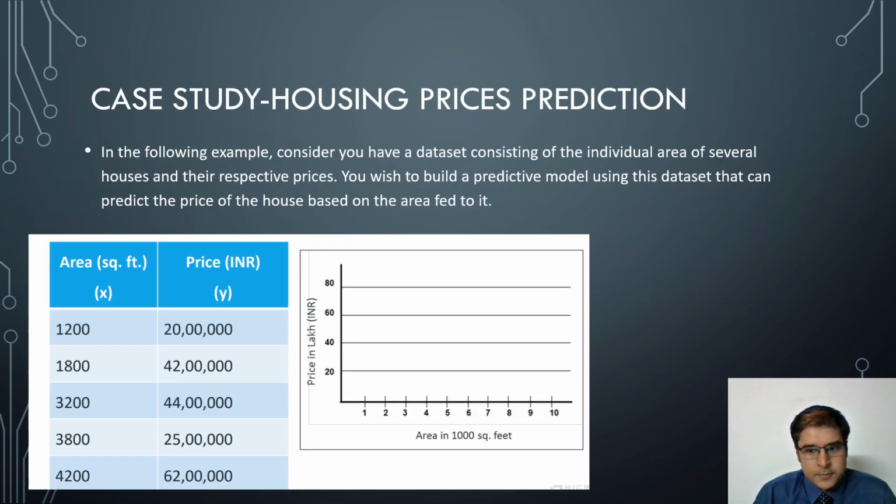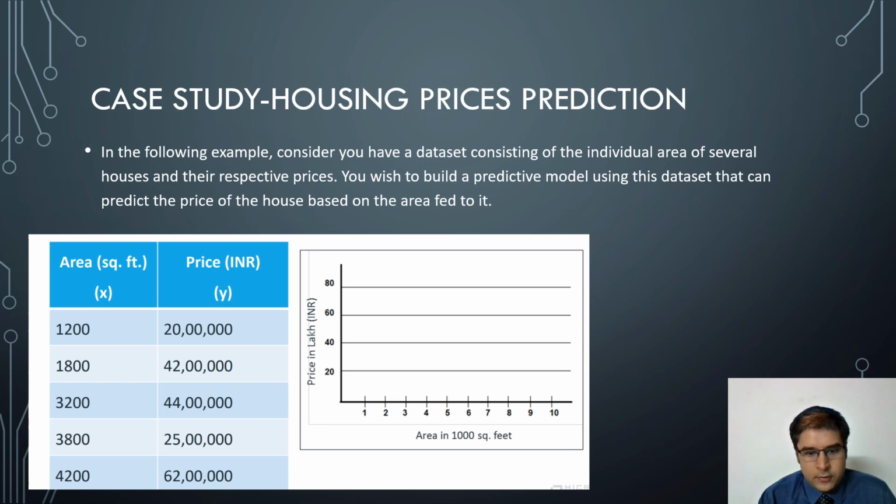Case study of housing prices prediction. Given the area of a house, we have to predict its price, given a few sets of data of area and price. In the following example, consider you have a data set consisting of the individual area of several houses and their respective prices. You wish to build a predictive model using this data set that can predict the price of the house based on the area fed to it.